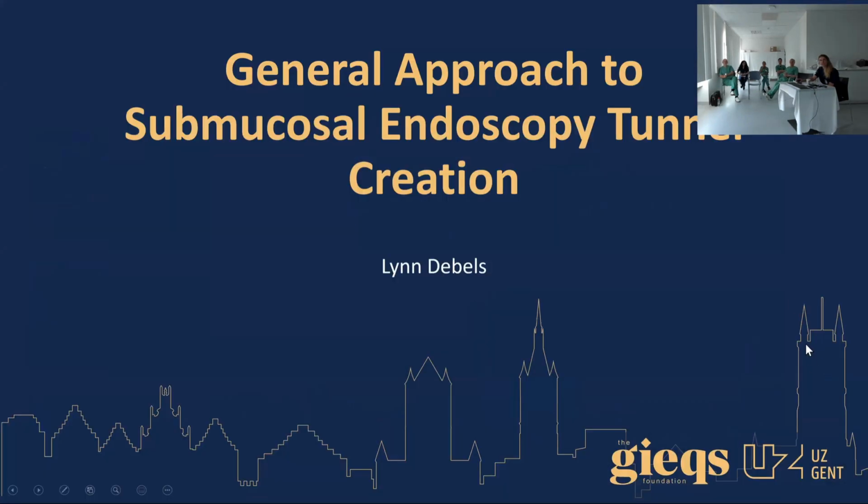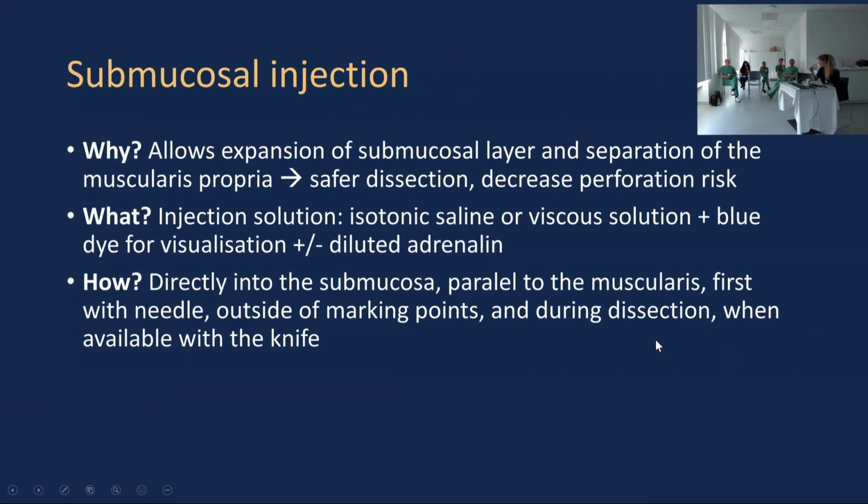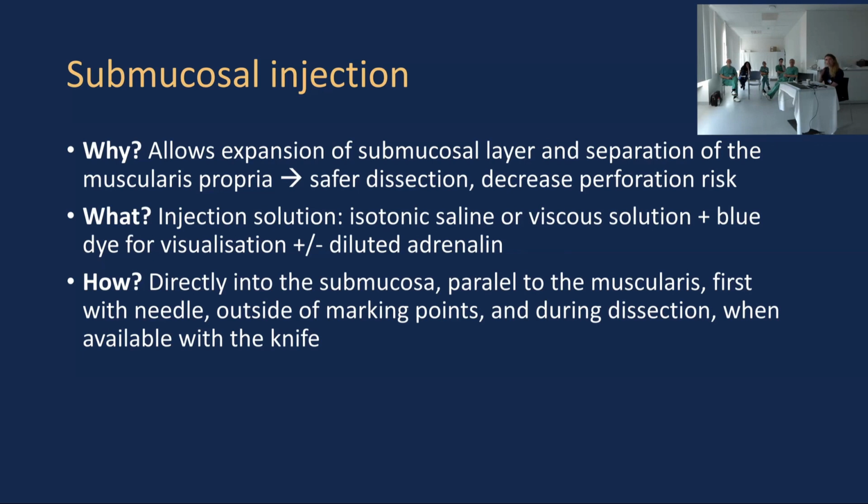Okay, so general approach to a submucosal endoscopic tunnel. Like with, I think, everything in submucosal endoscopy, you start with your submucosal injection. Why? Because that allows you to broaden, to expand your submucosal layer, and that is where you will work. So you need space to get the scope in there.